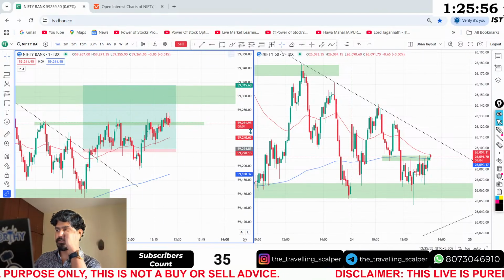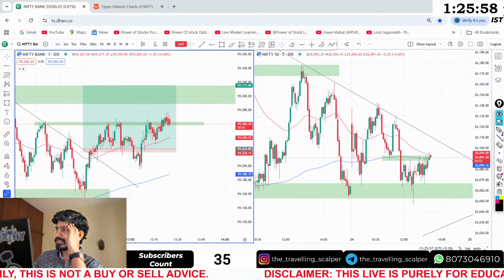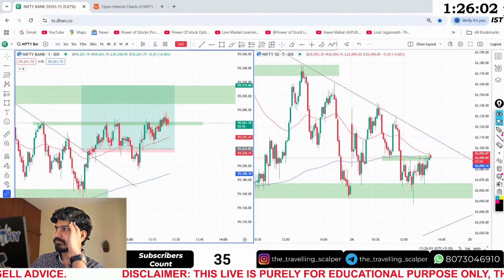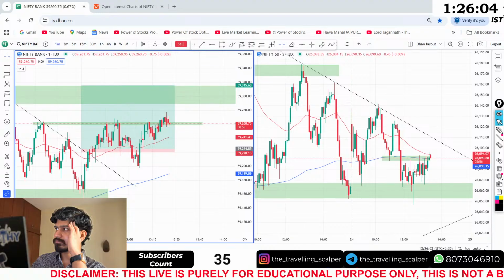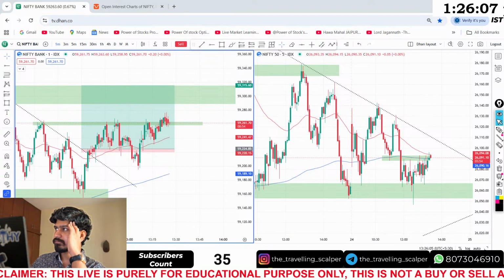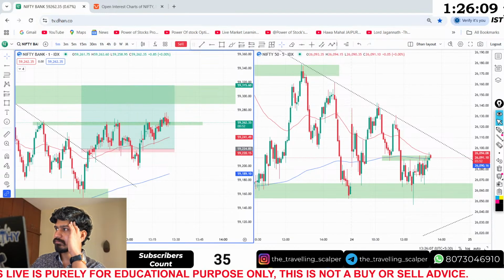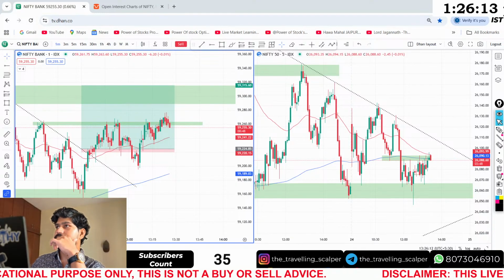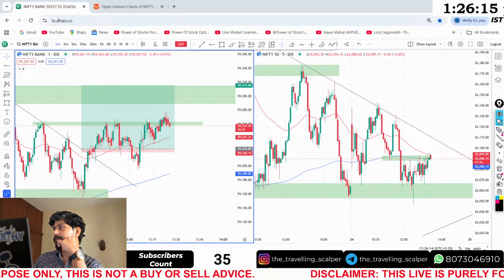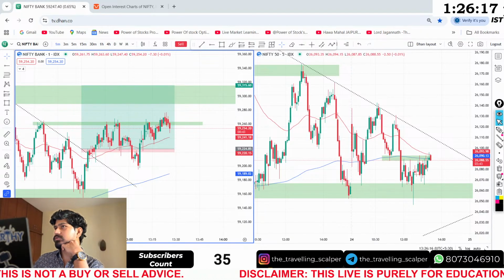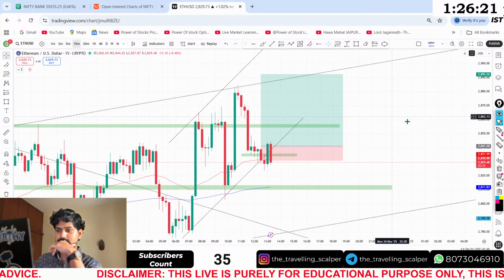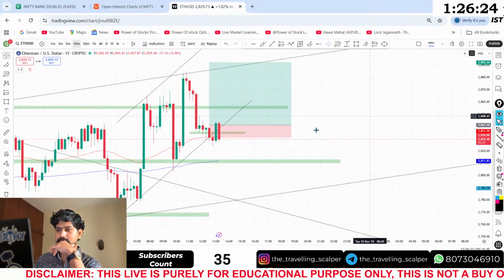The trade is not even giving us the target nor the stop loss. Oh. Ethereum took a stop loss, guys. I noticed fast momentum. I don't know what is happening over here.